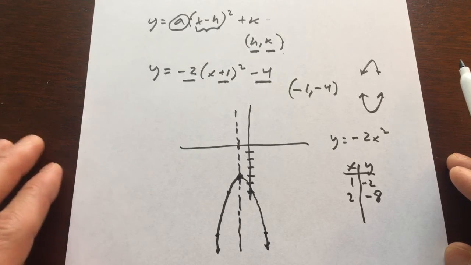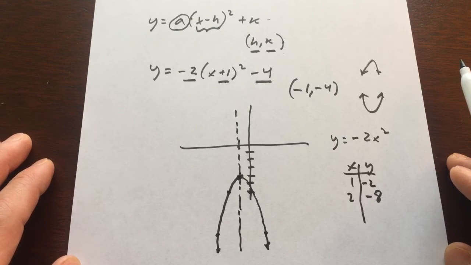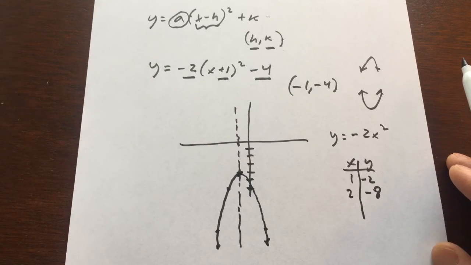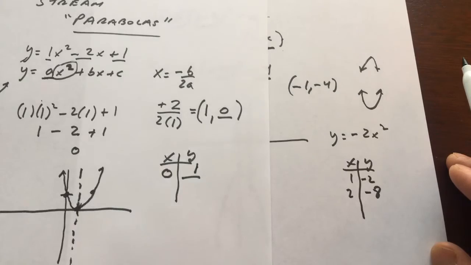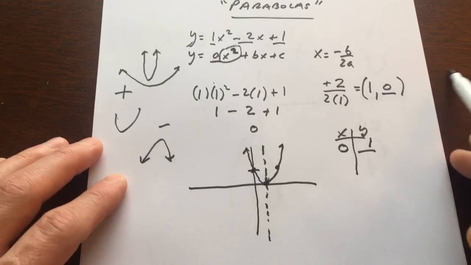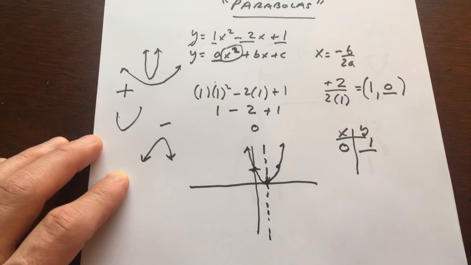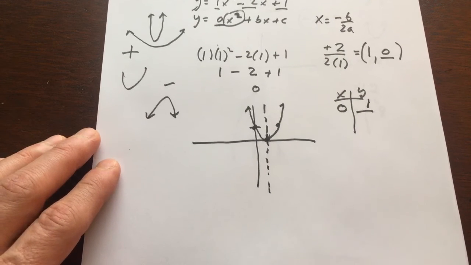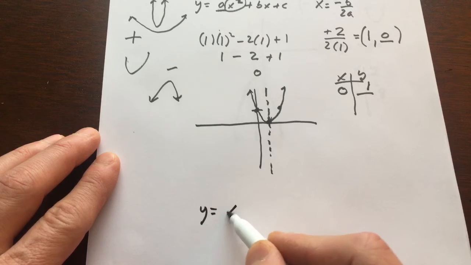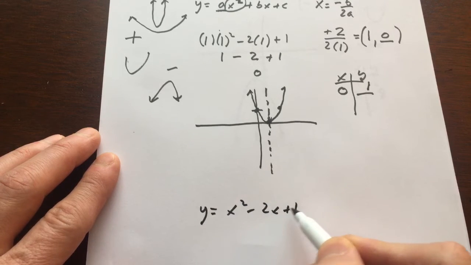Okay, Obata is asking, how do we convert from standard form to vertex form? Okay, that's a great question. Let's go back to this problem that we were doing here just a minute ago. See, this is in the standard form right here, okay? And what we're going to do is we're going to convert it to the vertex form. That's what you're interested in, right? So let's go ahead and make some room down here. So what you would do is you would say y equals x squared minus 2x plus 1.